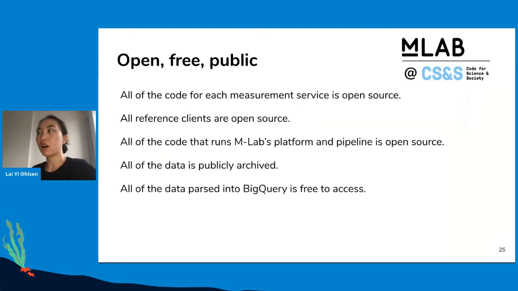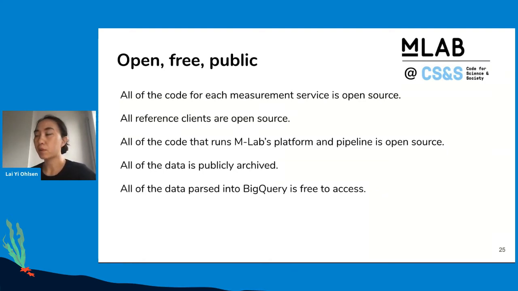The other part to this is that all of it, as I've mentioned before, is open. From when a test is run and data is generated, it's publicly archived and then put into our public data set. Furthermore, all of our tests themselves are required to be open source. The code that runs on our servers for our measurement services is open source. So if you're looking at this data and wondering how we got these numbers, you're able to see it. It's not a black box. Anyone who can read code can go in and say, this is how they got that number.